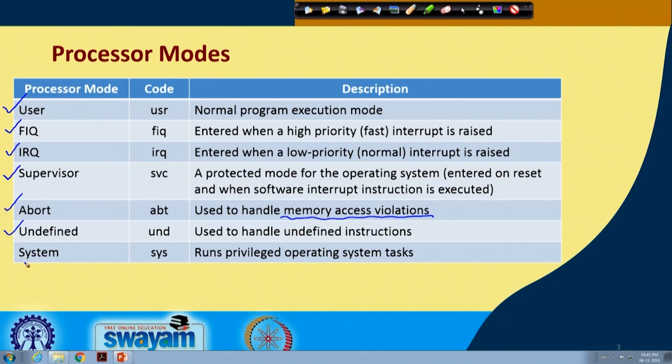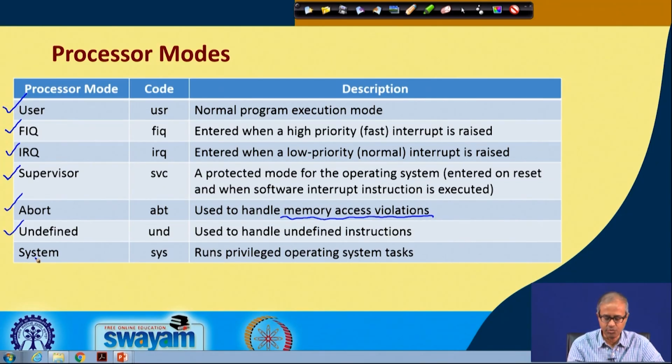And there are instances where you want to run some privileged operating system tasks. For that you typically go to the system mode. The system mode and supervisory mode are very much related. So, I am not going into the detail of this, because for an embedded system design these are not really required. Very rarely you will be requiring these modes in an actual system implementation. Okay. So, ARM supports all these modes. So, ARM is quite flexible in terms of its architectural features.